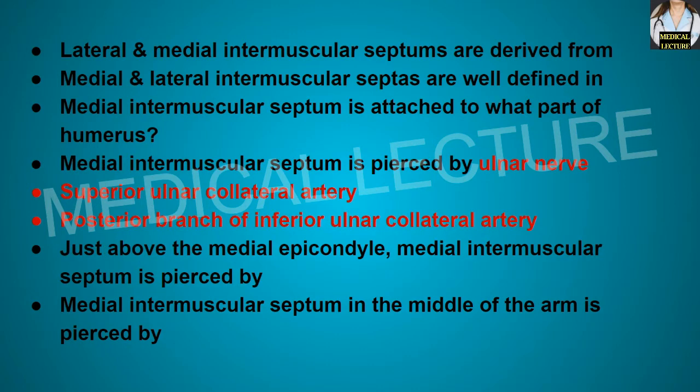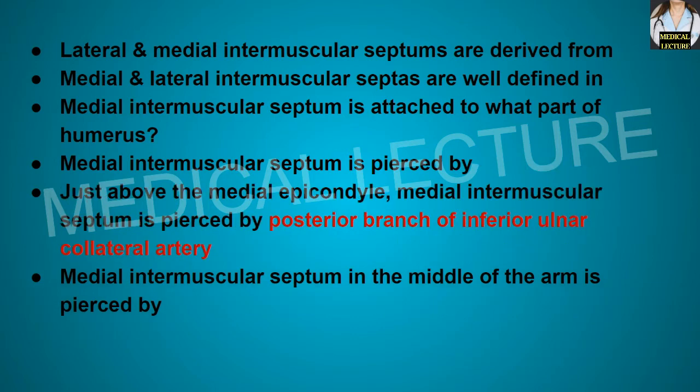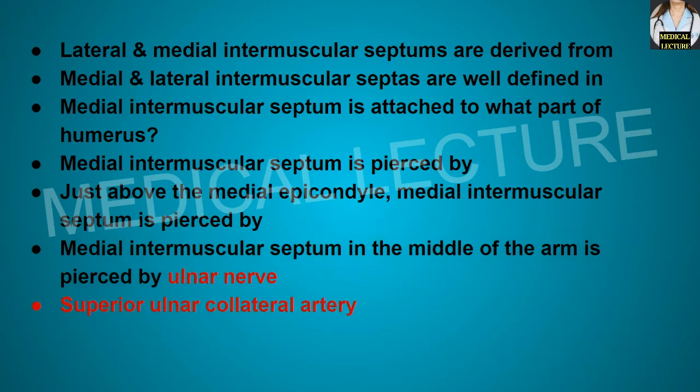ulnar nerve, superior ulnar collateral artery and the posterior branch of the inferior ulnar collateral artery. Just above the medial epicondyle, the medial intermuscular septum is pierced by the posterior branch of the inferior ulnar collateral artery. Medial intermuscular septum in the middle of the arm is pierced by ulnar nerve and the superior ulnar collateral artery.